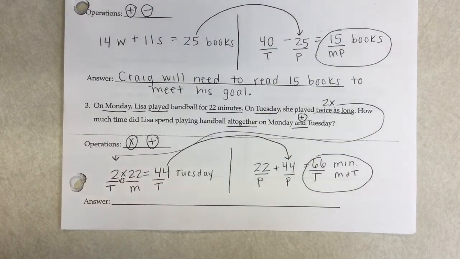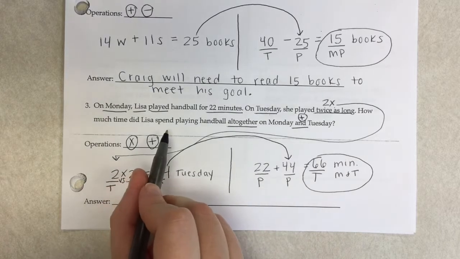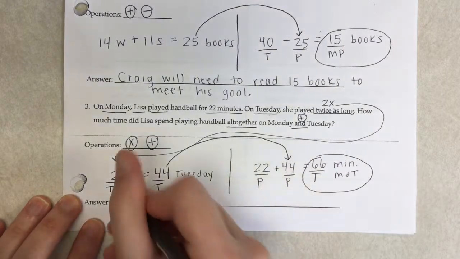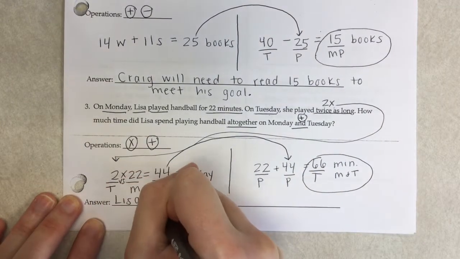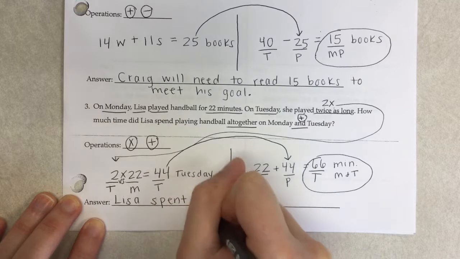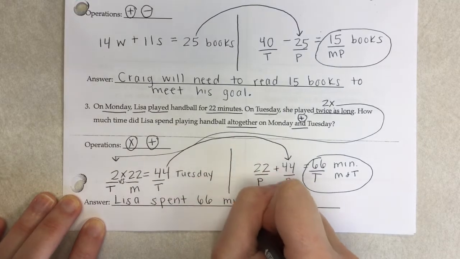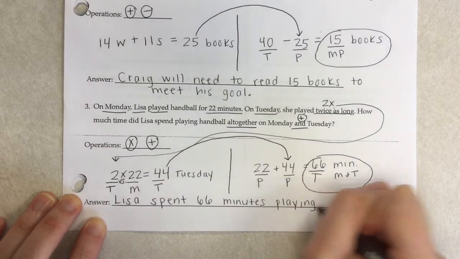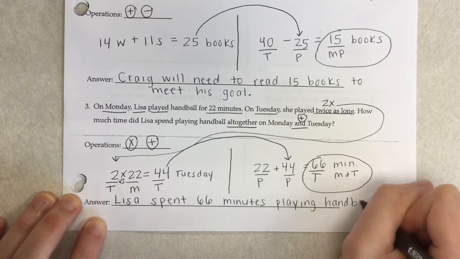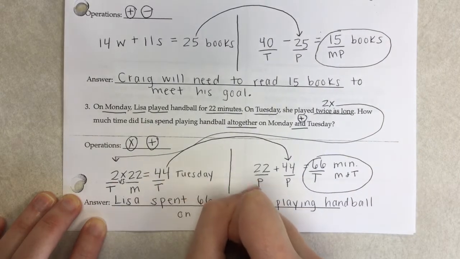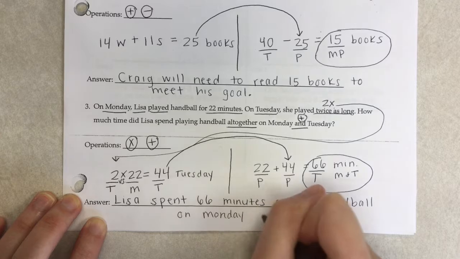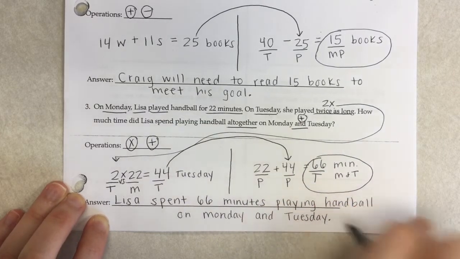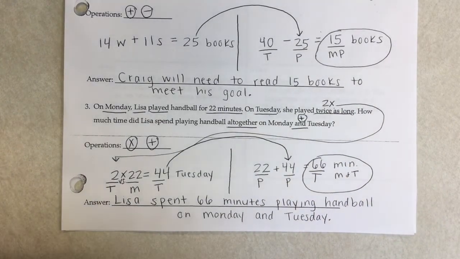Now I just have to write my sentence, so I check my question. How much time did Lisa spend playing handball altogether on Monday and Tuesday? Make sure you use her name. Lisa spent 66 minutes playing handball on Monday and Tuesday. There you go. Great job.